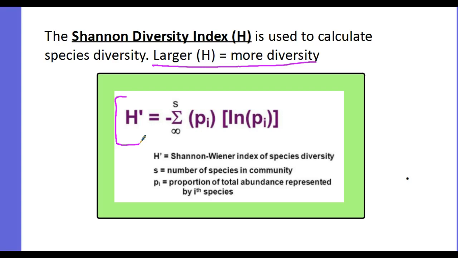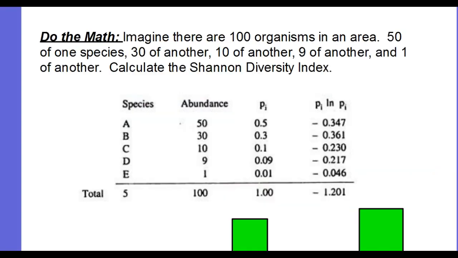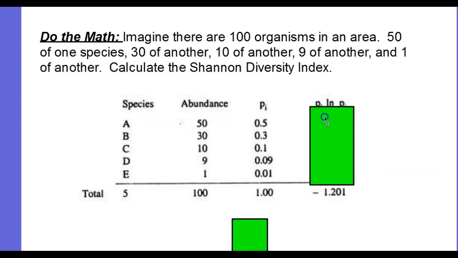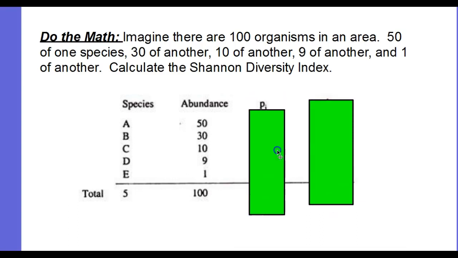So what this is saying is we have to sum up, okay, we have the proportion of the species here. This is the proportion, natural log, proportion. Okay, so I'll show you how to do this. We'll get your calculator out in a second. Cover these up so you can't see them.